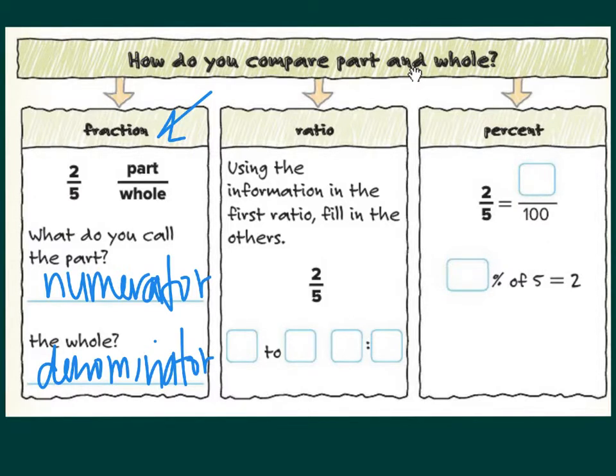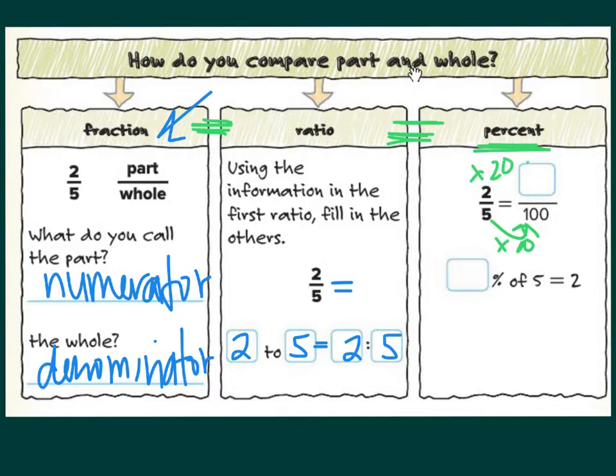Ratios, we should all be familiar with ratios. Using the information in the first ratio, fill in the others. So 2 fraction 5, so 2 to 5 would then be 2 to 5 and 2 colon 5. All of these are then equal to one another. Finally, looking at our percents, we're showing that all of these can be interchanged. They are kind of the same idea. So 2/5, if we look from 5 to 100, we would multiply by 20. 2 times 20 is 40. So 40% of 5 is 2.